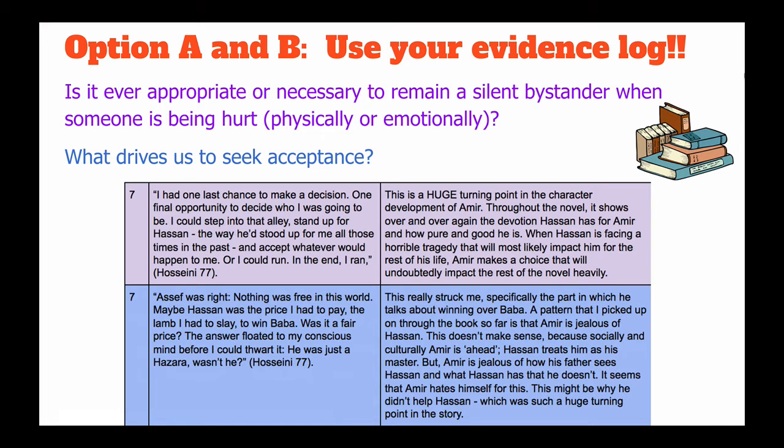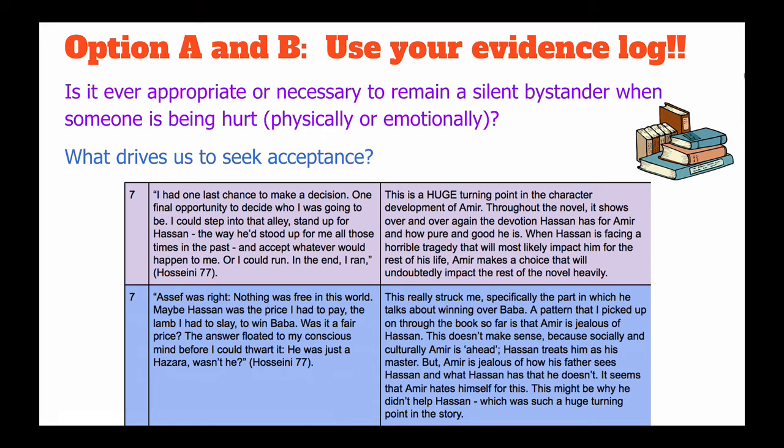So here's one. I had one last chance to make a decision, one final opportunity to decide who I was going to be. I could step into that alley, stand up for Hassan the way he'd stood up for me all those times in the past, and accept whatever would happen to me, or I could run. And in the end, I ran. So to me, that speaks to this idea of whether or not it's appropriate to remain a bystander. And so I would take my entire row, including the evidence and my analysis thereof, and I would color code it in purple. Then I can keep going down my list.